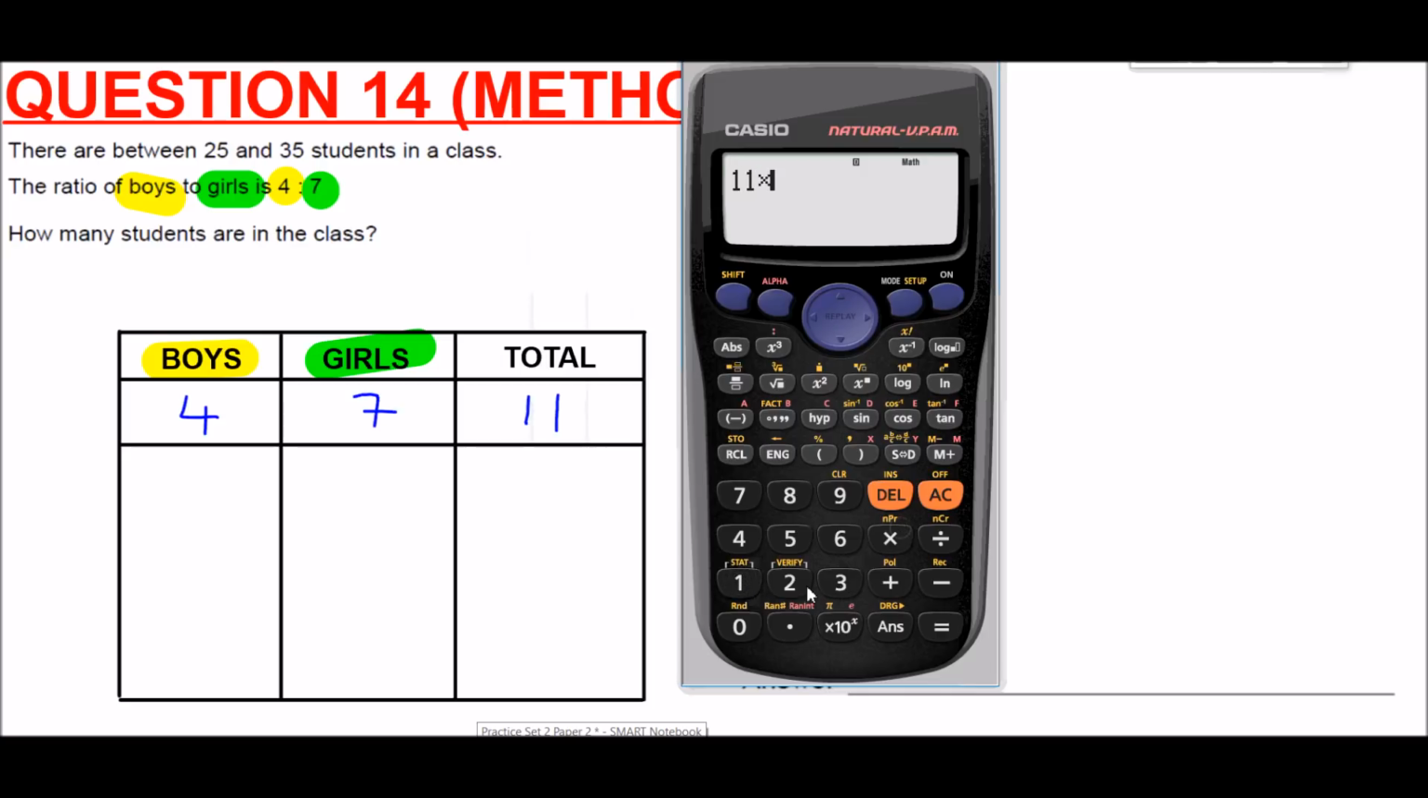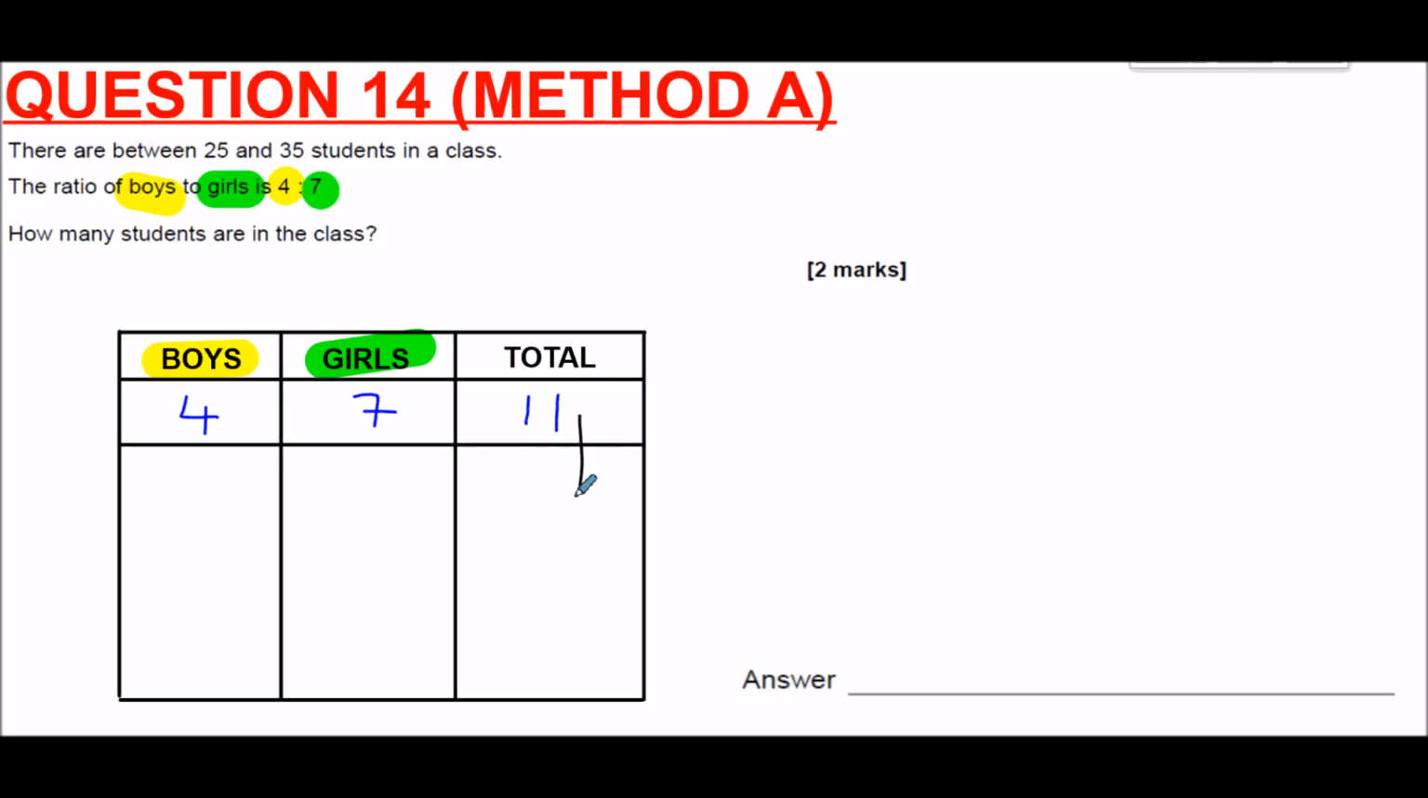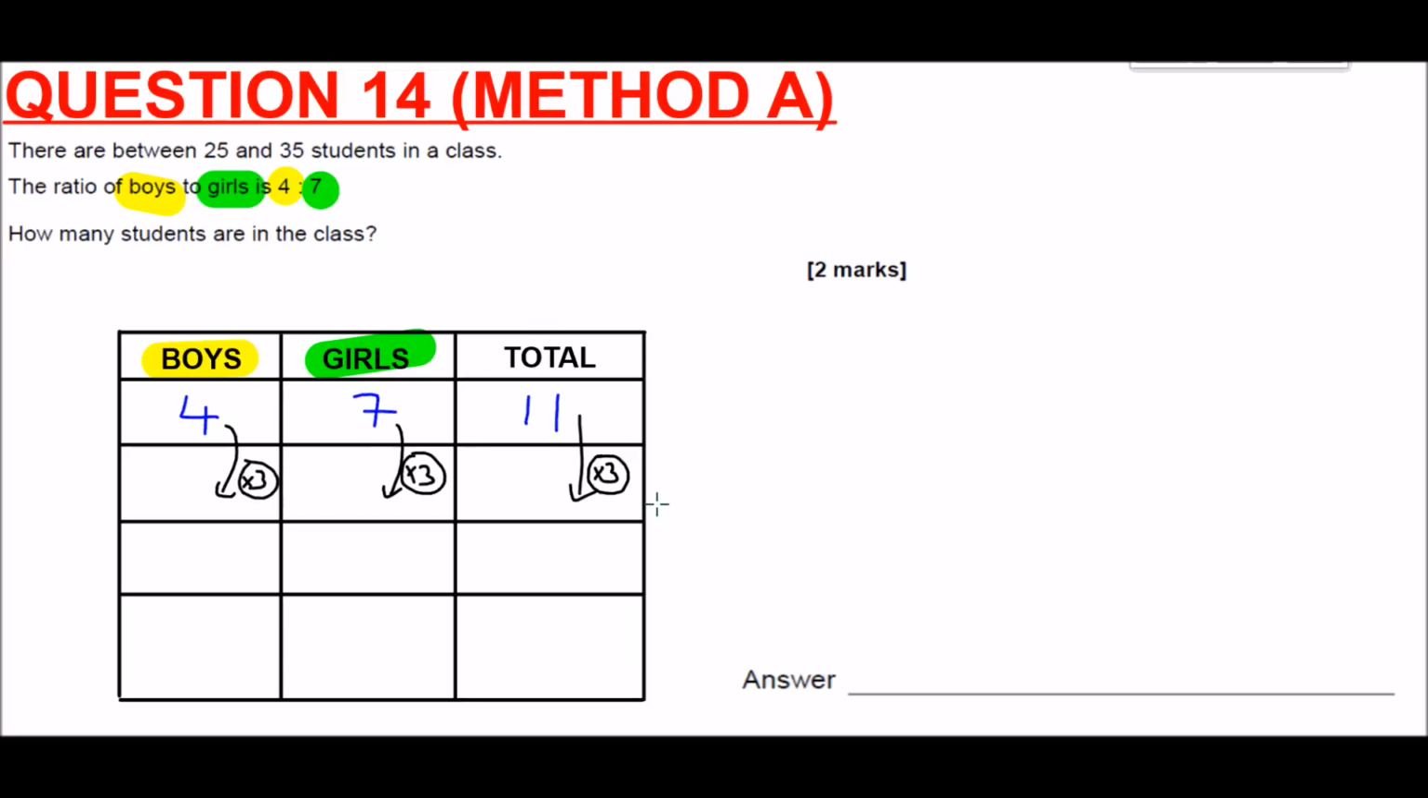11 times 2, would that be valid? That's too low. 22 is too low. But how about 11 multiplied by 3? 33. Now that is between 25 and 35, so that's great. So what we could do is multiply this total here by 3. But if we multiply this number here by 3, to keep the balance of the ratio, we need to do the same to the other components of the ratio as well. So we'll be doing 7 times 3 and 4 times 3. And so when we do this, 11 times 3, first of all, would be 33.